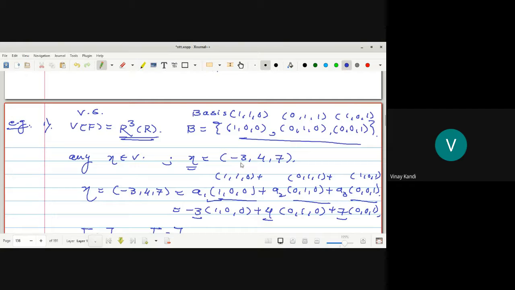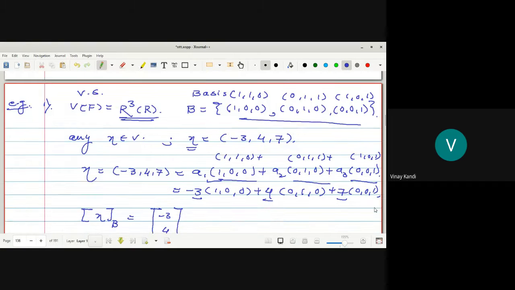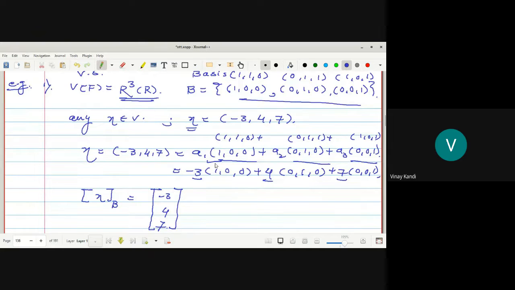If you change the basis, then the coordinates must change. So here the coordinate vector of x, that is -3, 4, 7, is the column vector (-3, 4, 7). Okay, it is clear now what the coordinate vector is.